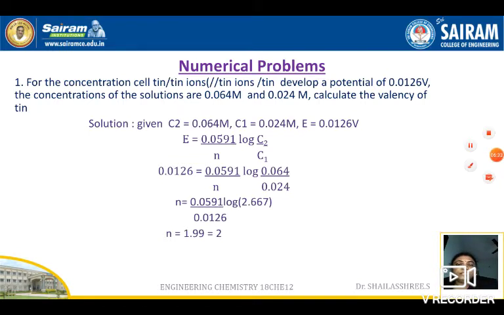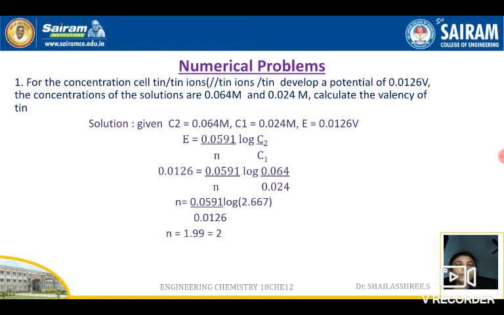See, for a concentration cell, the cell representation is given here. Tin per tin ions, salt bridge, tin ions per tin, develops a potential of 0.0126 volts. The concentrations of the solutions are 0.064 and 0.024 molar. Calculate the valency of tin. Okay, so you write the data first. C2 is 0.064 molar, C1 is equal to 0.024 molar, and the given potential E is equal to 0.0126 volts.